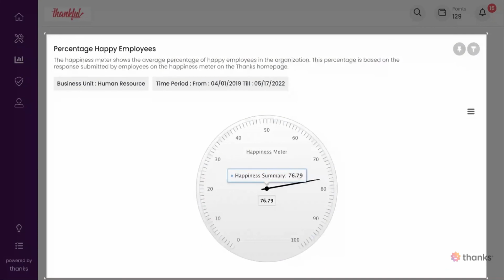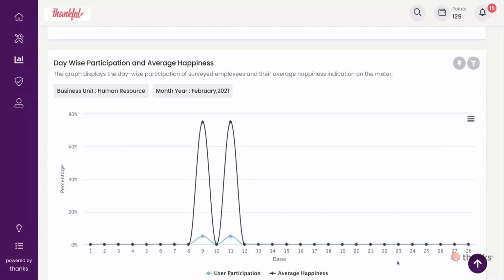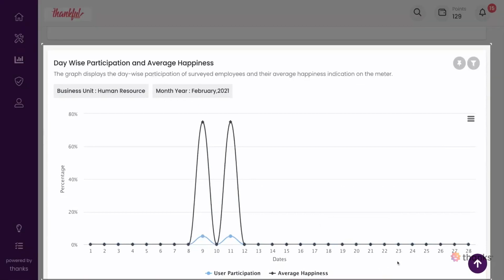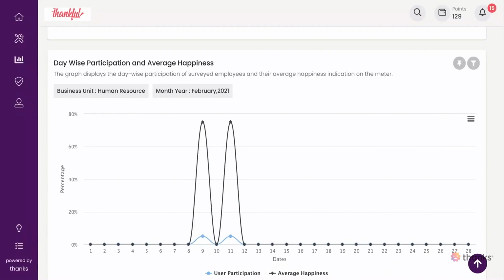This indicator shows what percentage of people who gave feedback on the happiness meter are happy. The second graph tells you the percentage of day-wise participation of the surveyed employees. Furthermore, you can also see the average happiness quotient of your employees on any given date. Drill it down to various business units to understand how happy your employees are.